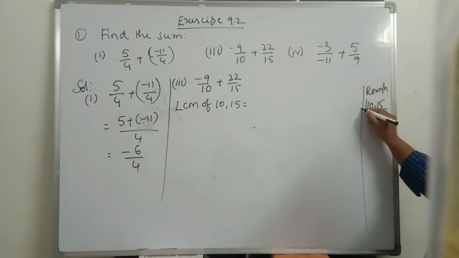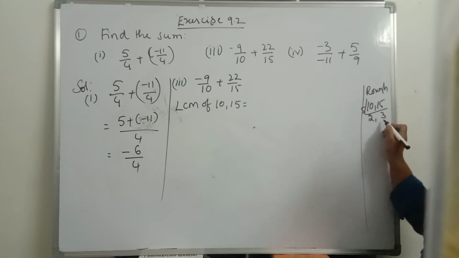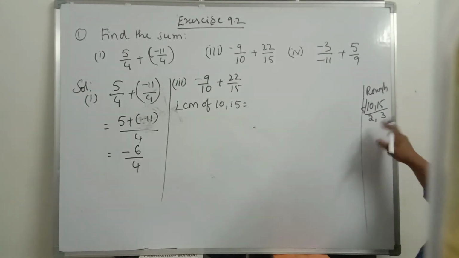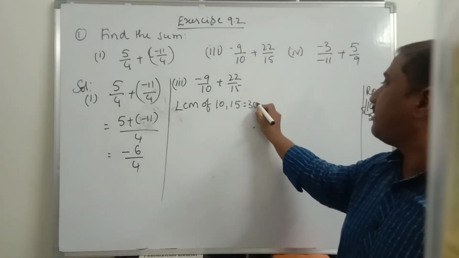Both are multiples of 5. 5 twos are 10 and 5 threes are 15. So 2 and 3 are both prime numbers; they are not divisible by any other number. So 2 into 3 is 6, 6 into 5 is 30. Therefore the LCM is what?